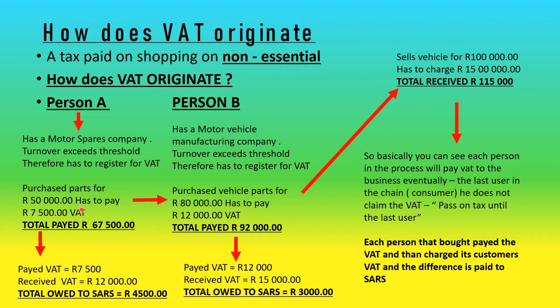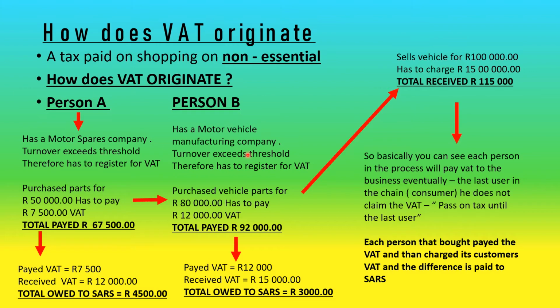So you can never get to the counter and choose not to pay VAT. You have to pay VAT as it's part of the total price. So this person got to the counter and paid 7,500 of VAT, on top of the cost price that he had to pay for his merchandise, which was the spares.